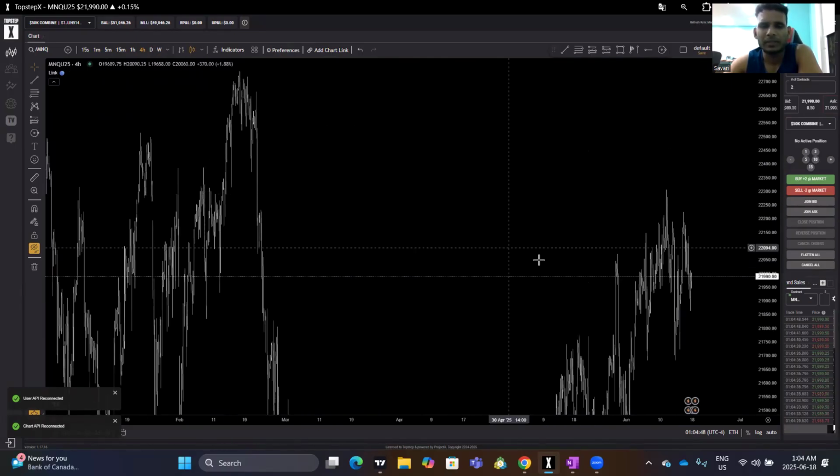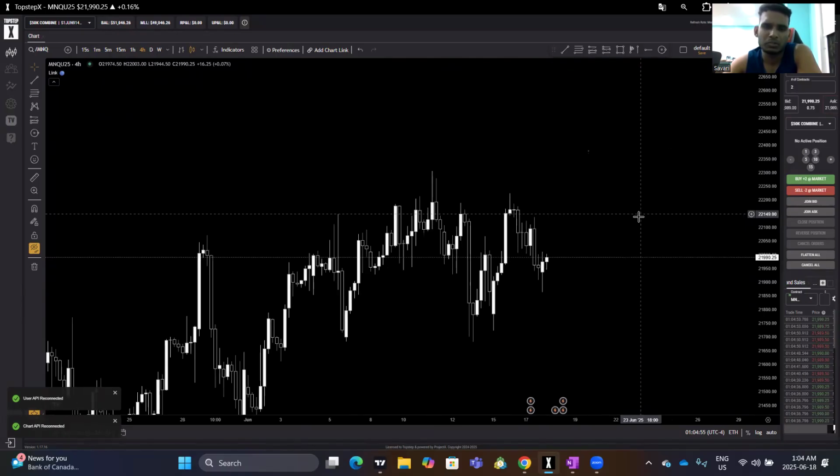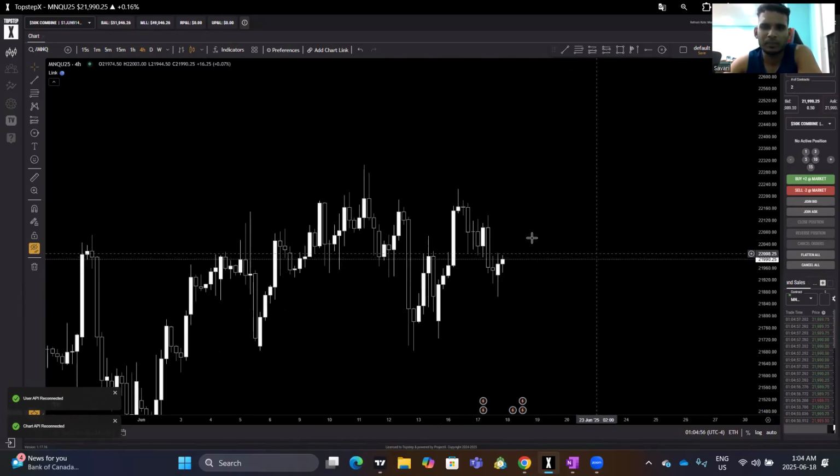Price is still inside this fair value gap. It starts to clear out all the liquidity, and we get a structure shift with big displacement. So we should look for a sell, right?